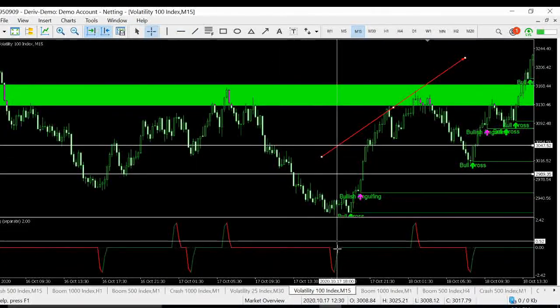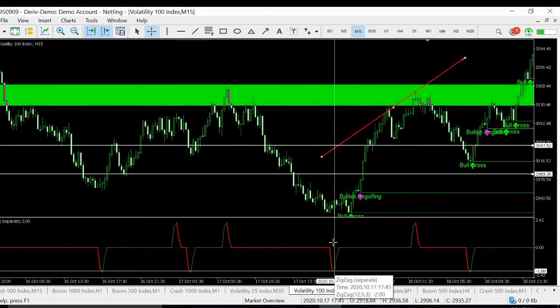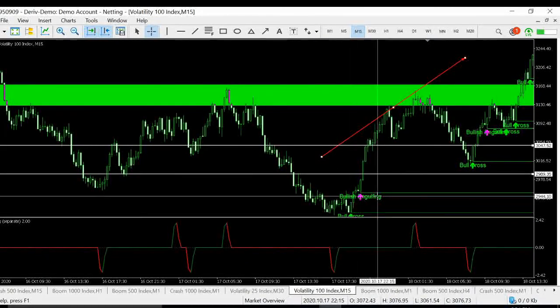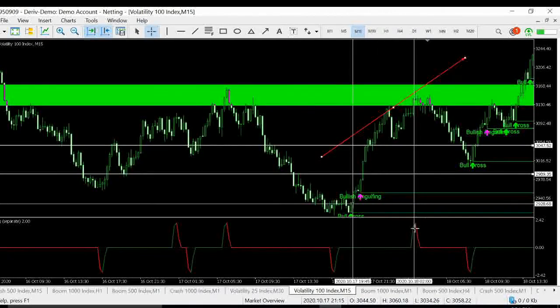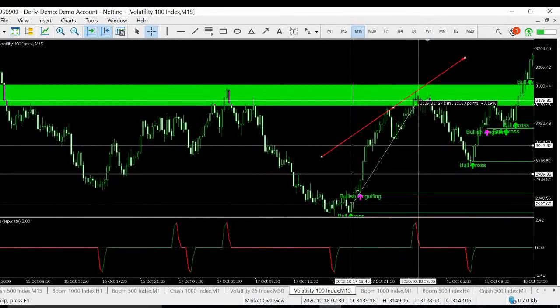It gave a buy signal. You can see from here it gave a buy signal, and then the bull cross confirmed it here. So our entry is going to be somewhere here, and then where do we take profit? When we see our zigzag going up to show a sell. So our take profit is going to be somewhere here, guys.